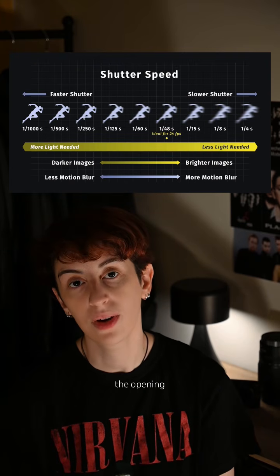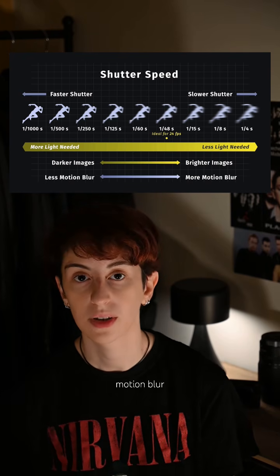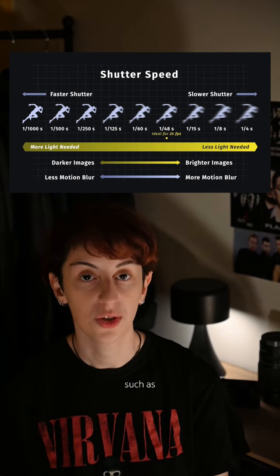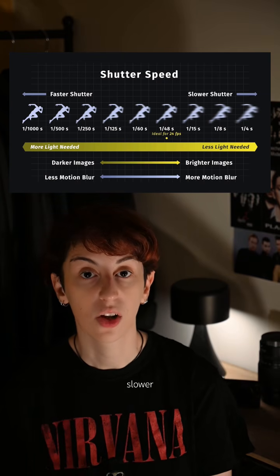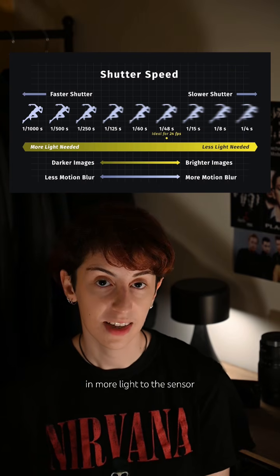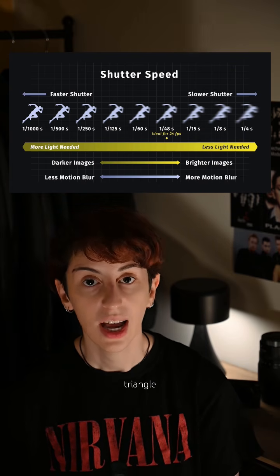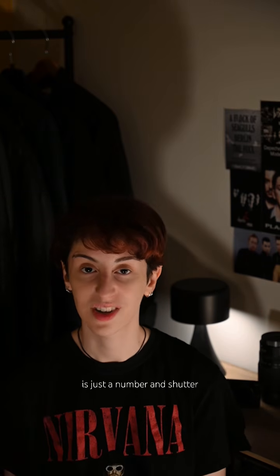So the smaller the opening, the less light hits the frame, it has faster motion, and it has less motion blur. A larger angle, such as 270 degrees, has slower motion, it has a large motion blur, it lets in more light to the sensor, so you need to compensate more with other forms of the exposure triangle, and it creates a dreamlike feel. So in short, shutter speed is just a number, and shutter angle is a language we use in film.